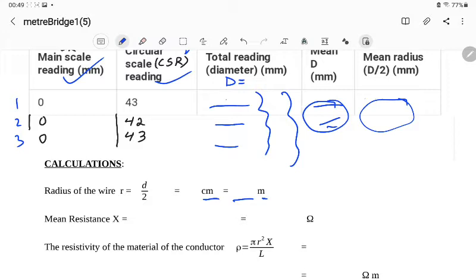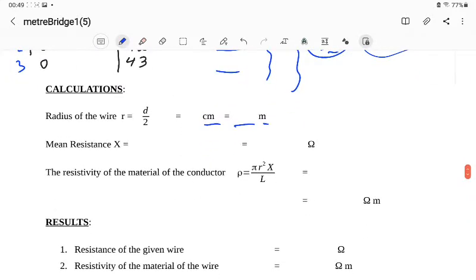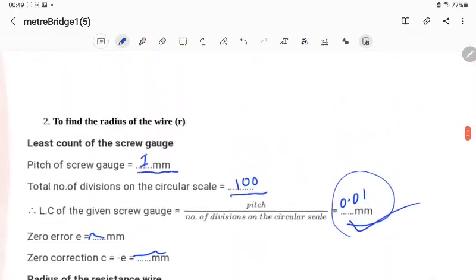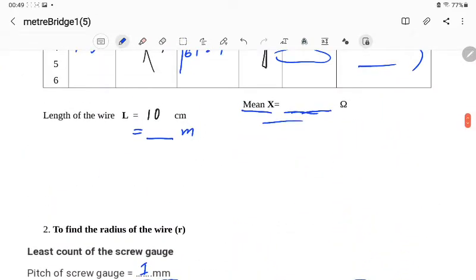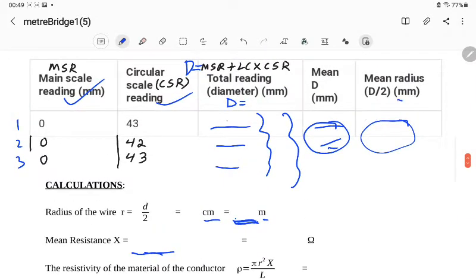Okay, after that, mean resistance x is this one, right? Put the value here. Put the mean radius value here in meter. This is in millimeter, so convert into meter. Okay, I need it in meter only.